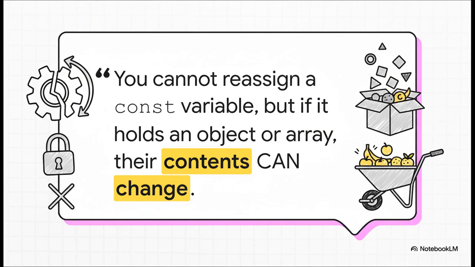Now, okay, listen up, because this is the single most important thing to get about const. It doesn't make the value inside the box unchangeable. It just makes the box itself unchangeable. What that means is, if your const holds an object or an array, you can still change the stuff inside that object or array. You just can't swap it out for a totally new object or a completely new array.